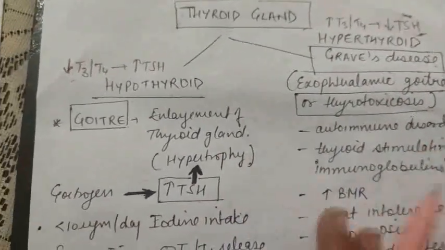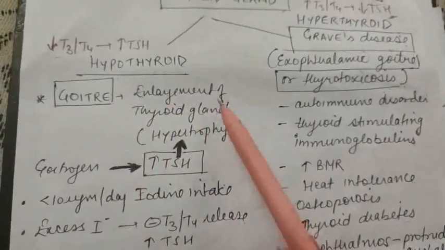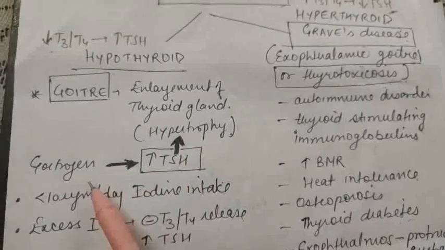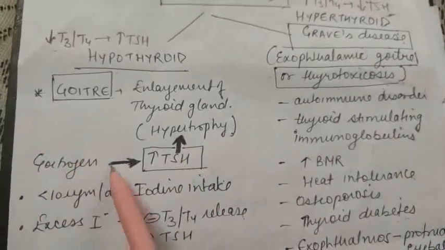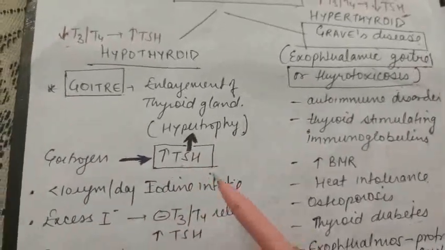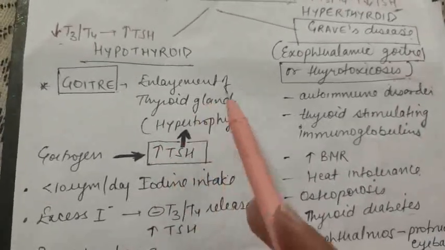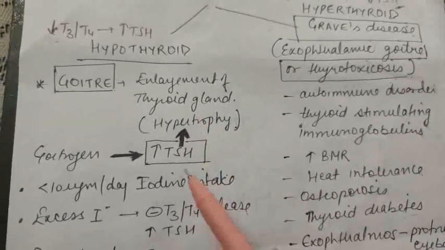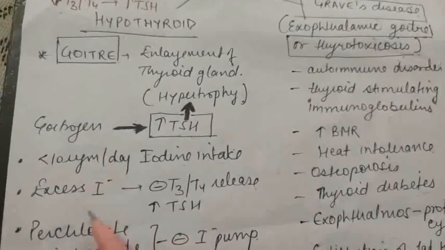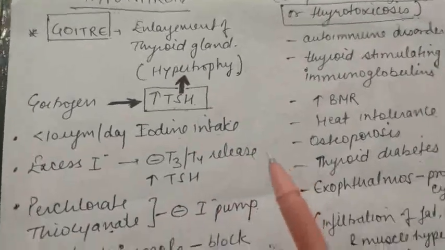Let's talk briefly about these two. In hypothyroid, you have seen goiter, which is just a symptom, an enlargement of the thyroid gland, because there are goitrogens which can stimulate goiter. They increase TSH. Thyroid stimulating hormone is high, so it stimulates this gland and hypertrophy of the gland occurs. This often comes with iodine deficiency goiter. Excess iodide, if present, can also inhibit thyroid release and increase TSH, so that way also there can be goiter.